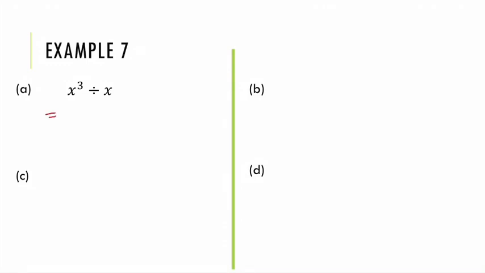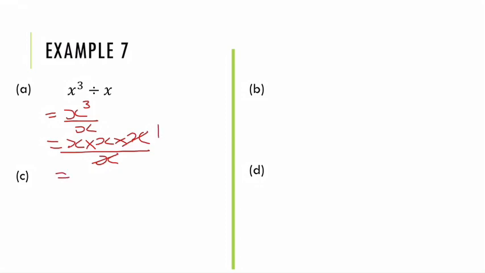In example 7, I've got x cubed divided by x. Now I'll write this as a fraction just to show you it more clearly. Now x cubed means x times x times x, all over x. On top we've got 3 x's multiplying, and on the bottom we've got an x dividing. I know that x divided by x is just 1, so if I divide this x by this x, that just leaves me with a 1, which means my final answer is x times 1, which is just x squared.